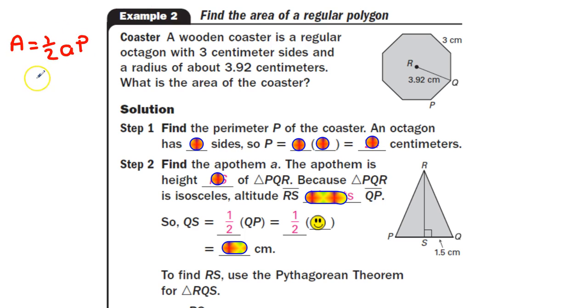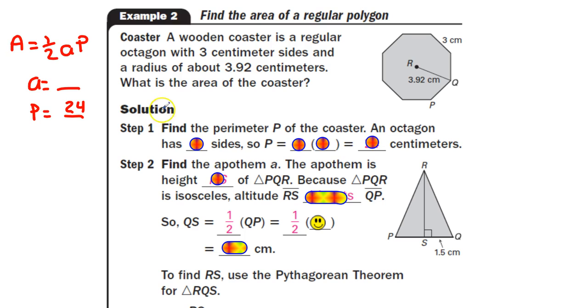I need the apothem. Is that given? No, it's not. And I need the perimeter. Can I get the perimeter? It's not given, but do I have enough information to derive it? Yes, I do, because I have a side length that is 3. It's a regular octagon, so all the sides are congruent, so 8 times 3 is 24.